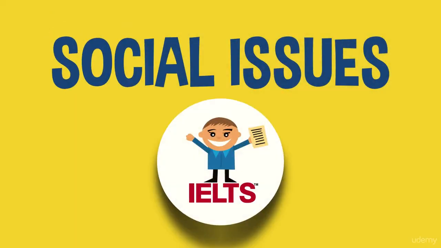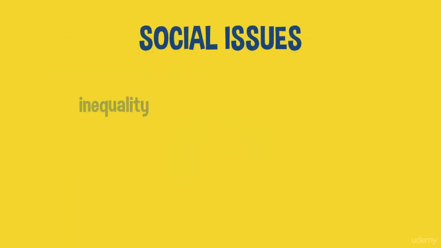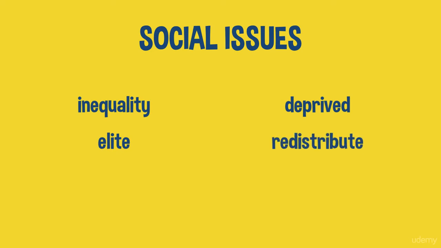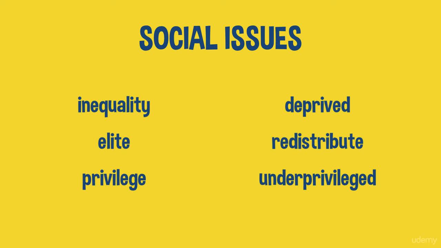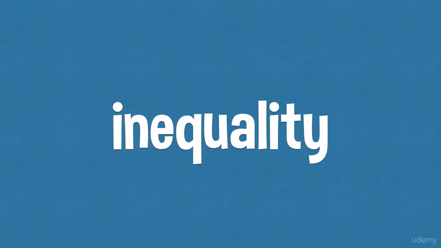In this video, we're going to look at 7 words connected with social issues. And here are the 7 words: inequality, deprived, elite, redistribute, privilege, underprivileged, multicultural. And here's the first word: inequality.